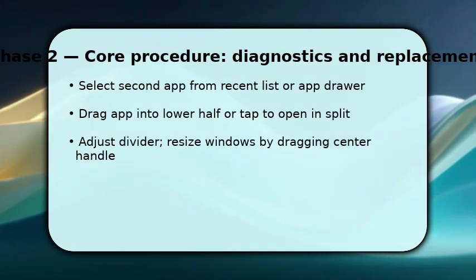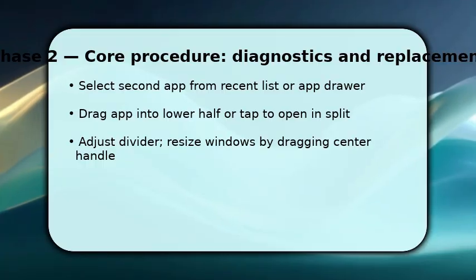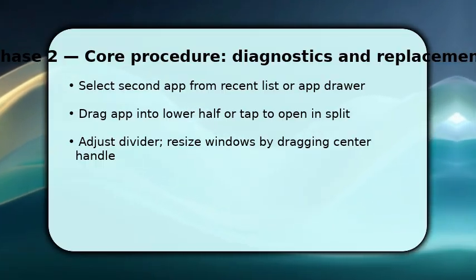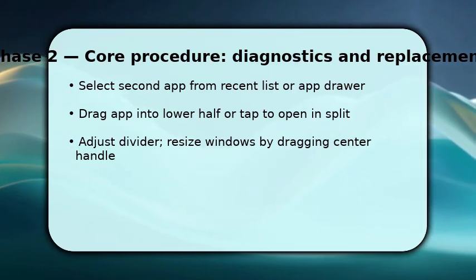Now choose the second app. From Recent Apps, tap the other app card. From Home or Drawer, open it and then drag into the empty half. You do this to anchor both apps simultaneously and to let Android allocate screen space.